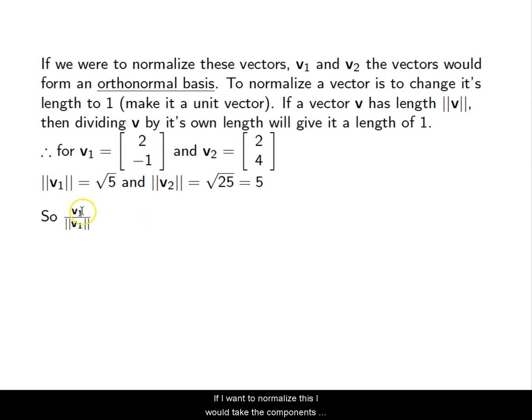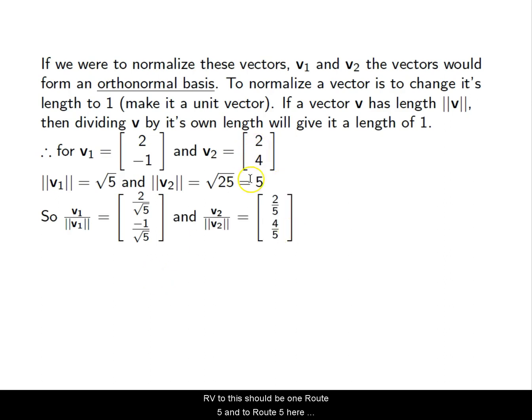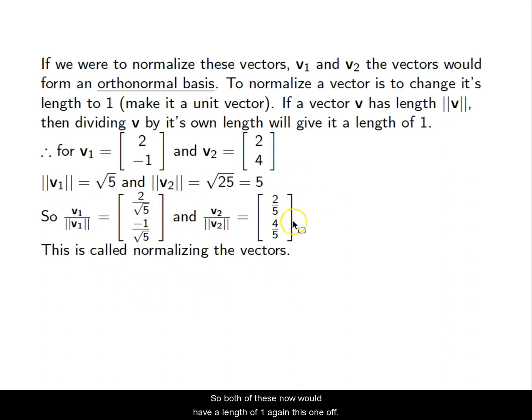If I wanted to normalize this, I would take the components of v1 and divide it by its length. So for this one, I can normalize it and it'll be correct. That is 2 over root 5 and negative 1 over root 5. If I were to check the length of this, I would have a length of 1. For v2, this should be 1 over root 5 and 2 over root 5 here, because the root should be 2 root 5, not 5. So again, I'll fix that in the write-up. But that's how we normalize a vector. So both of these now would have a length of 1. Again, this one I'll fix.